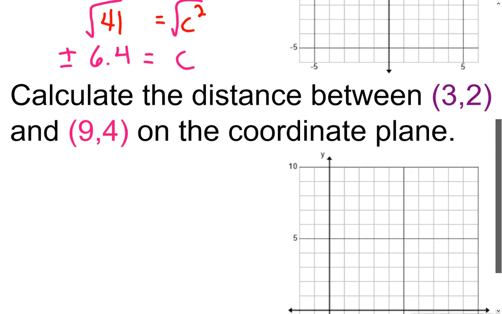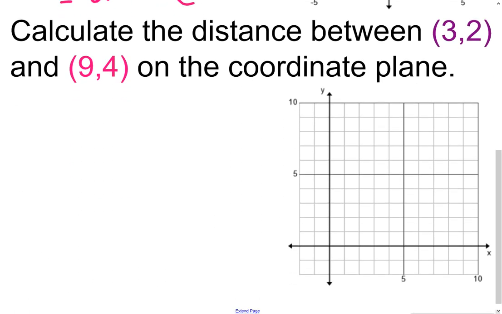And then I have one more. This one says calculate the distance between the point 3, 2 and 9, 4 on the coordinate plane. They're not plotted for us. Well, all we have to do is start off by plotting our 2 points. So it said 3, 2, so I count 3 to the right from the origin and up 2. There's the point 3, 2, and then I have the point 9, 4. So again, I go 9 to the right from the origin, up 4, and I have my point.